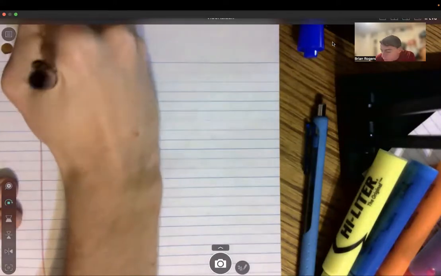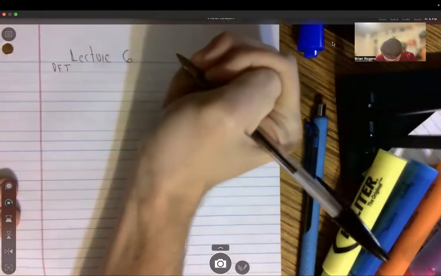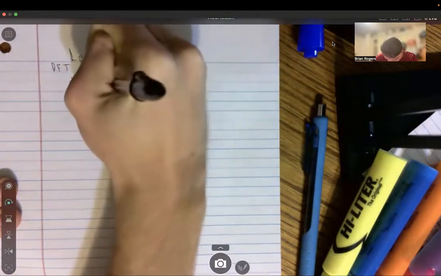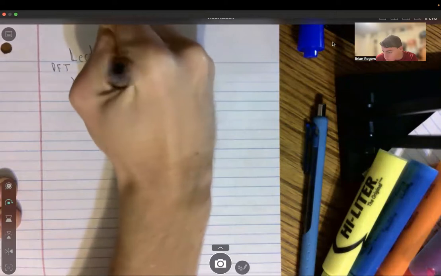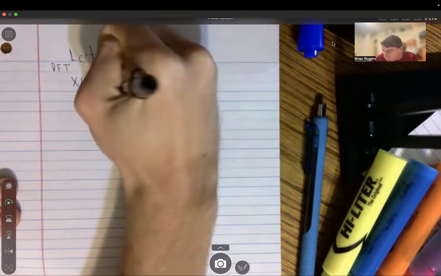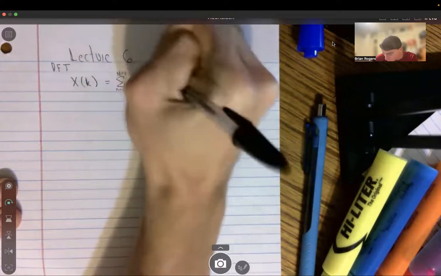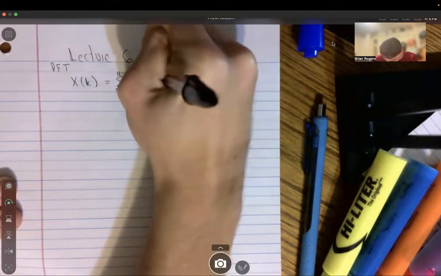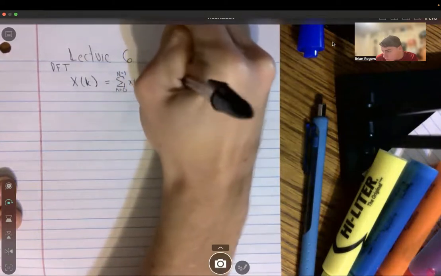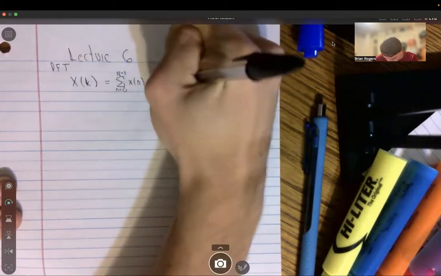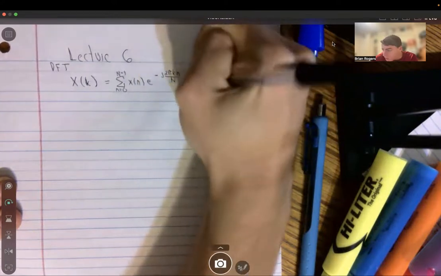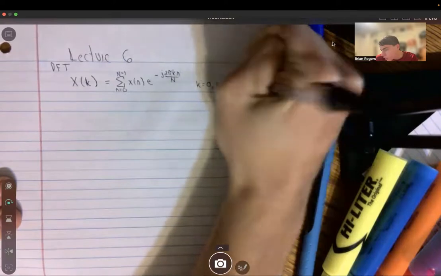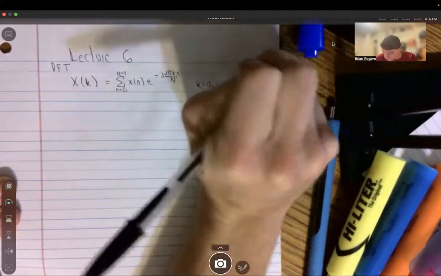And so the big one for this discrete Fourier transform is X of k equals the summation from n equals 0 to capital N minus 1 of x of n times e to the negative j 2 pi k n all over capital N. And this is for k equal to 0, 1, 2, all the way to N minus 1.